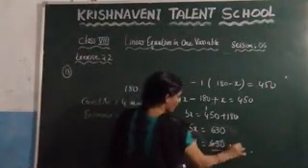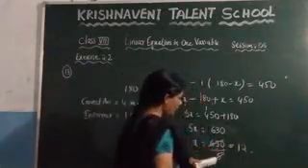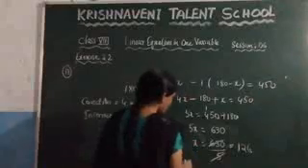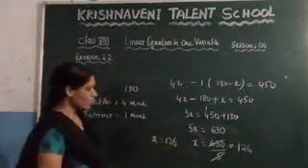What you get here? 5 ones are 5, you will get 13 here. 5 twos are 10, 3 will remain, 30 will be there, 5 sixes are 30. So you got the value of x as 126, which is the number of correct answers.